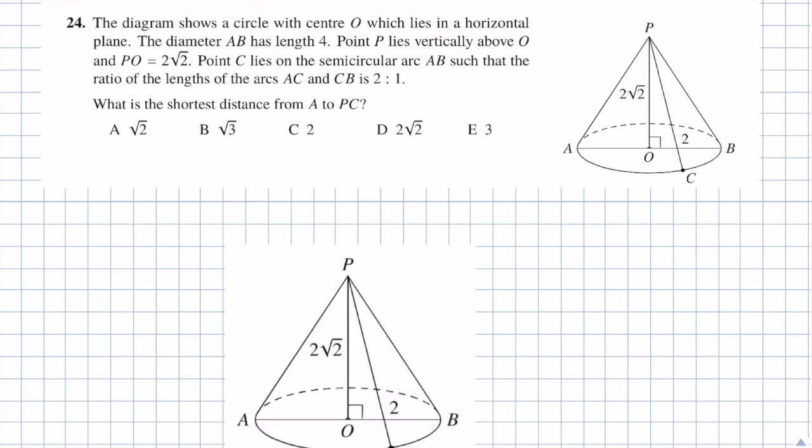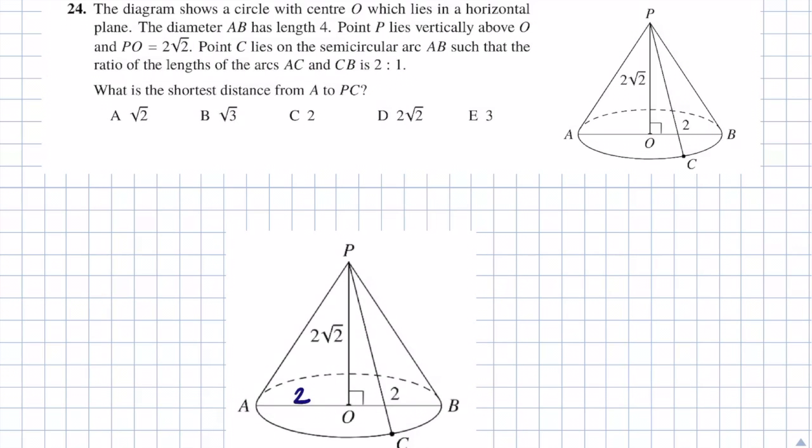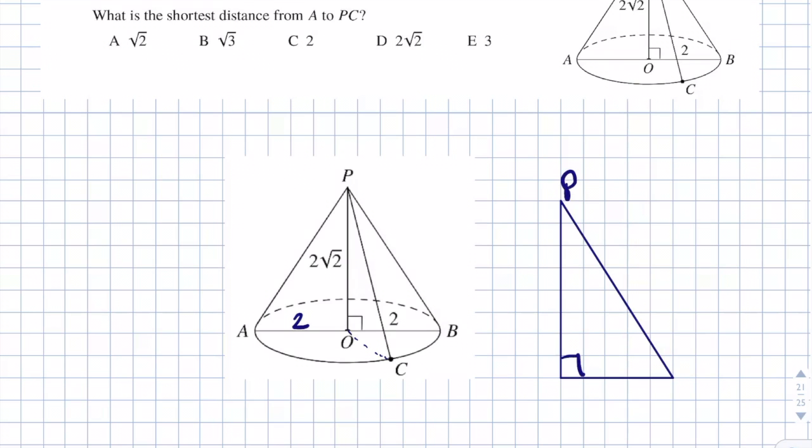Okay, so let's label the missing lengths on this diagram. We know that O to B is 2, we know O to A is going to be 2, because the diameter of the circle is 4. So we imagine the triangle POC. We know that this bottom length is going to be of radius 2. We know that this height is going to be of 2√2. And using Pythagoras' theorem, we can work out what the hypotenuse is.